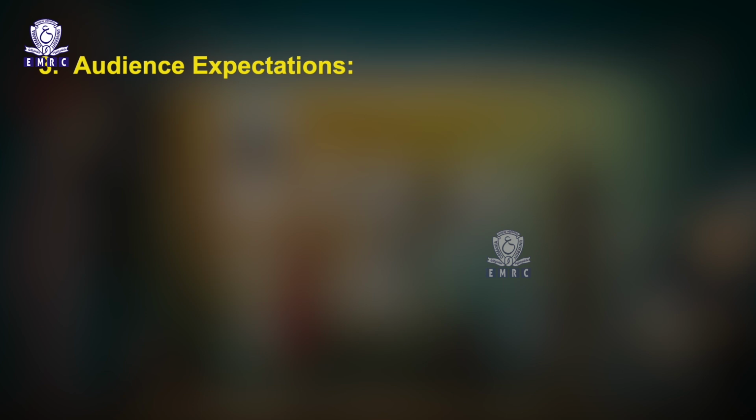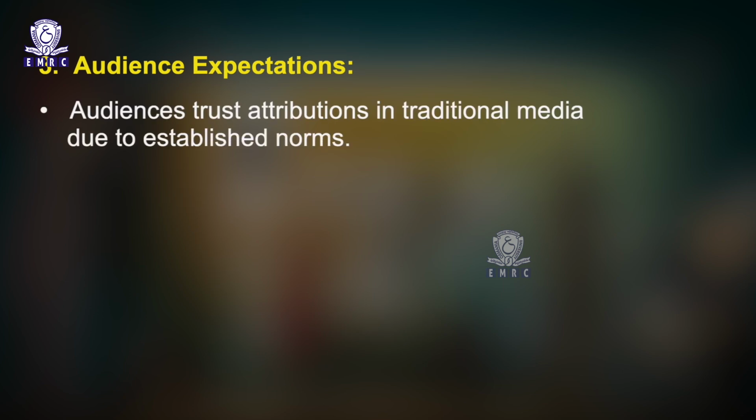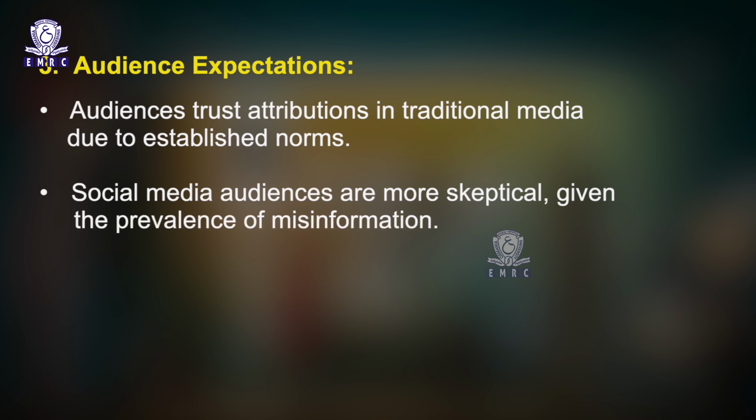Coming to audience expectations, audiences trust attributions in traditional media due to established norms. Social media audiences are more skeptical, given the prevalence of misinformation. Attribution is essential across all platforms, but its execution varies. Print media excels in detailed and formal attributions. Electronic media balances real-time reporting with accuracy, and social media struggles with consistency and credibility. Strengthening attribution practices, especially on social media, is crucial for maintaining public trust in news across the platforms.